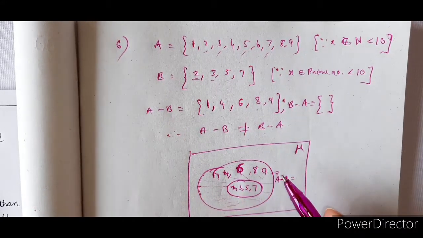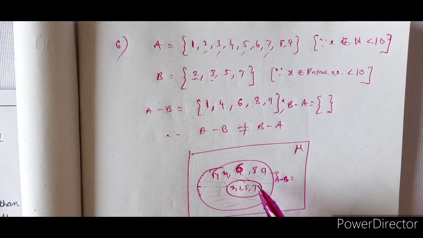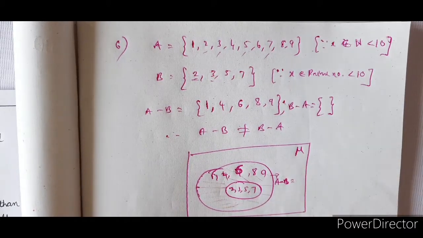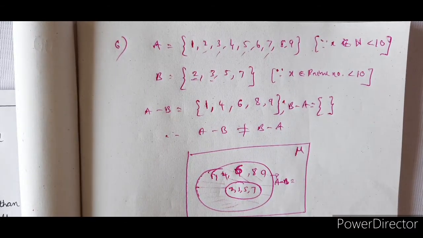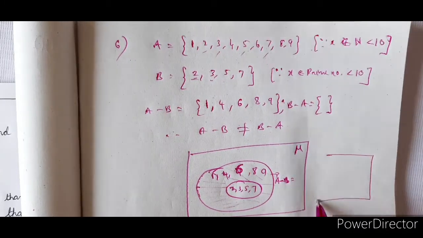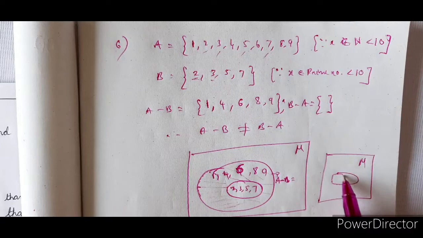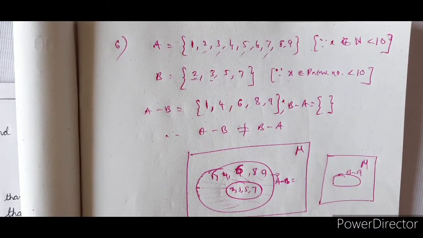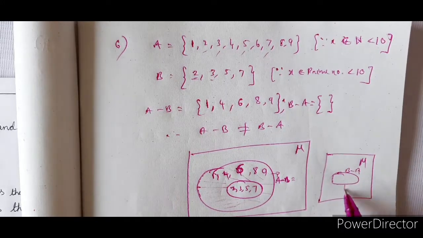And B minus A. B minus A means what? From B you have to eliminate those which are in A. It is an empty set. So B minus A is just empty. Nothing is there in that. Empty set.